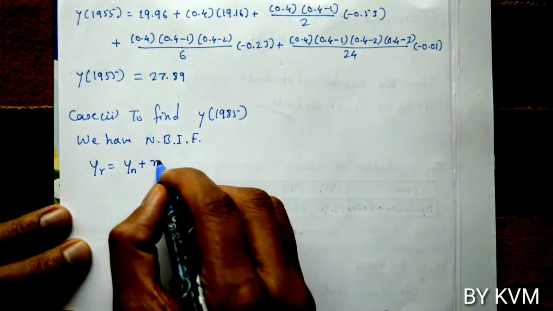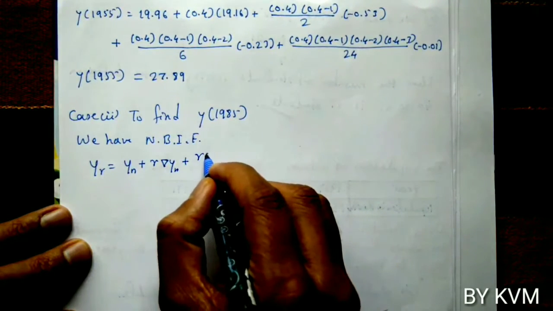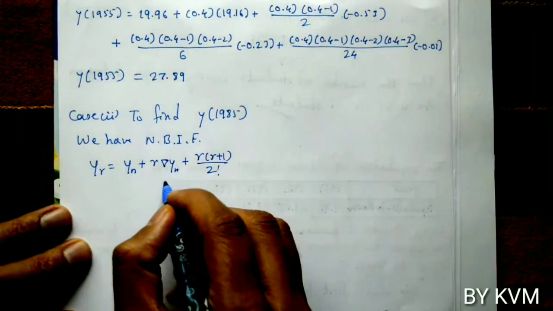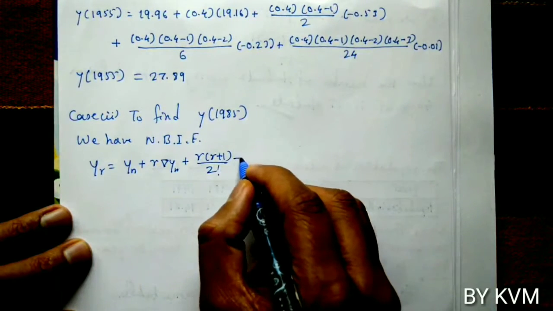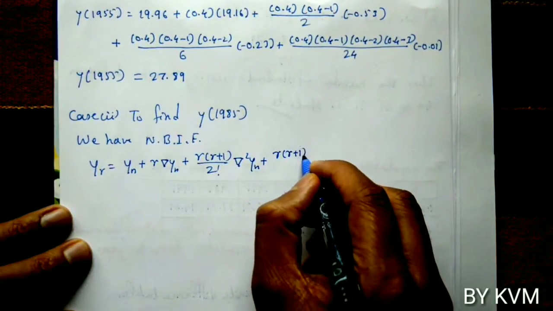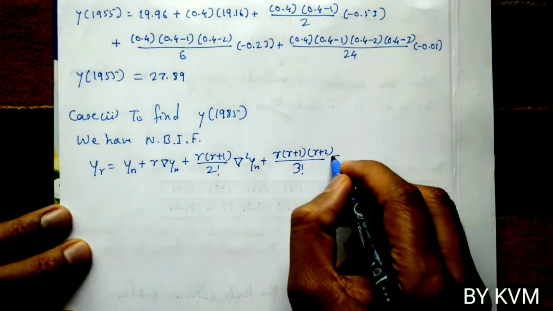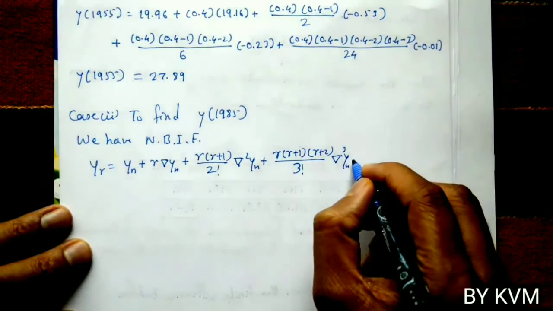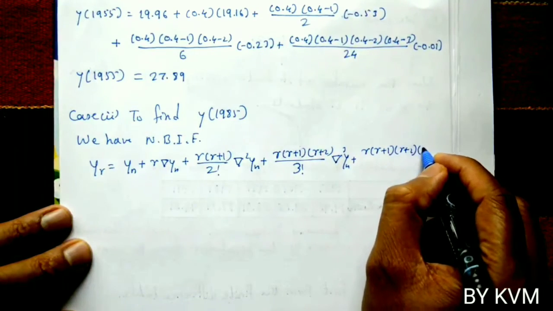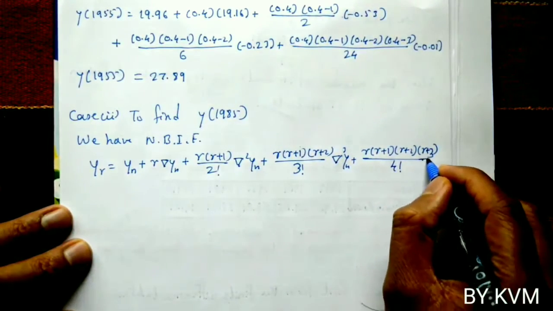So we know the formula. Newton's backward interpolation formula is y r equals y n plus r into nabla y n plus r into r plus 1 by 2 factorial nabla square y n plus r into r plus 1 into r plus 2 by 3 factorial nabla cube y n plus r into r plus 1 into r plus 2 into r plus 3 by 4 factorial into nabla power 4 y n.